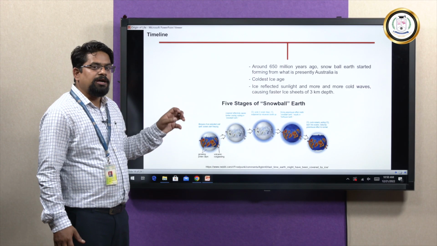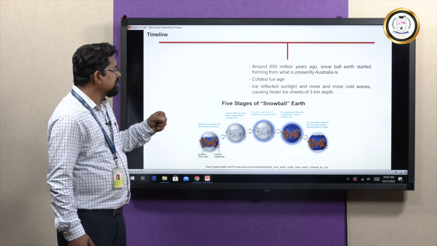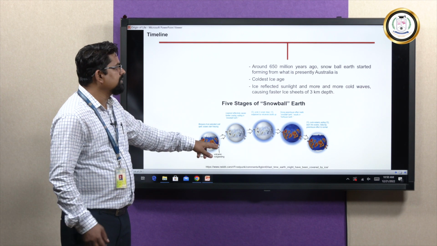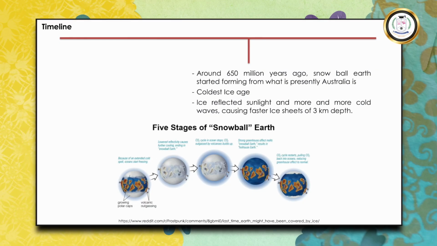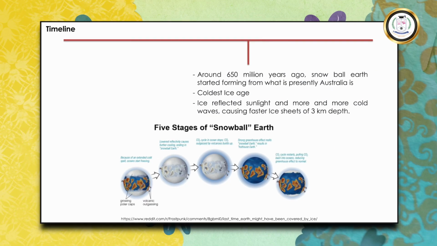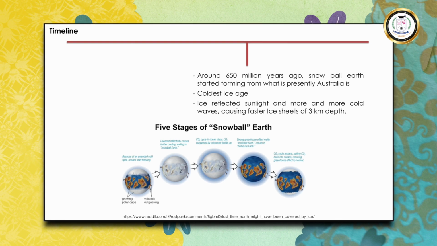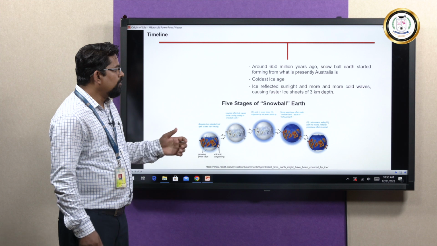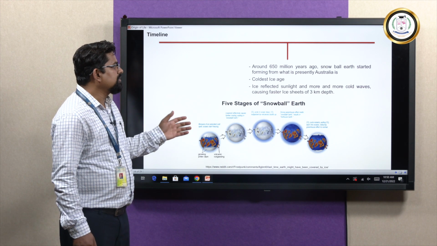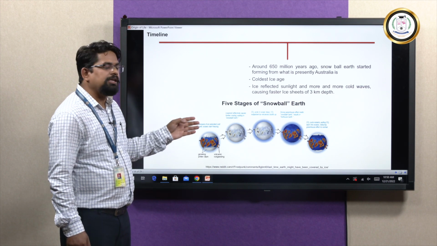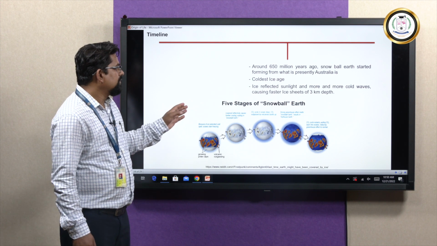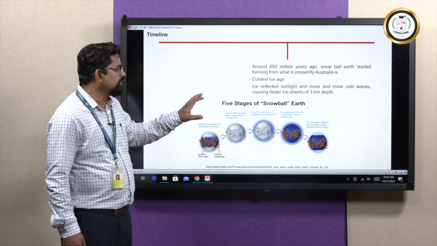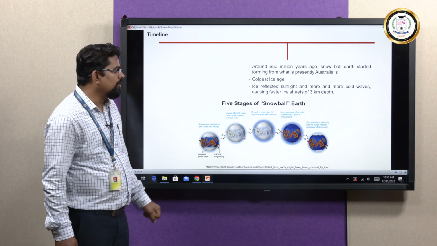Since the atmospheric carbon dioxide started decreasing around 650 million years ago, from the place where you can see presently Australia is, the ice formation has started on both sides, and it has submerged the entire Earth into ice, and the ice reflected sunlight. More and more cold waves came in, causing faster ice sheets of at least 3 kilometer depth. So the process when the Earth was totally submerged with ice is called snowball Earth.